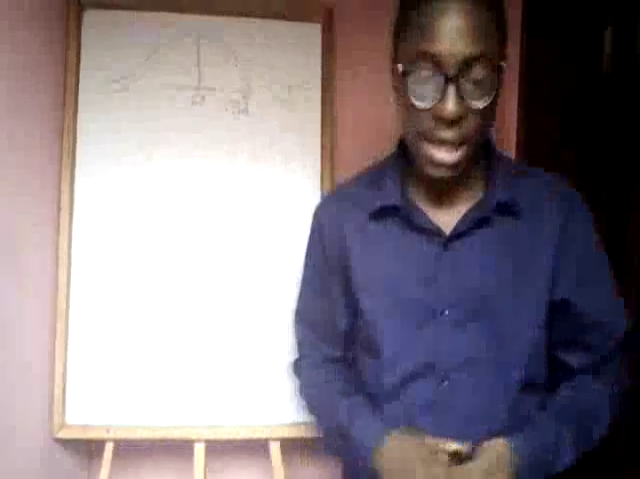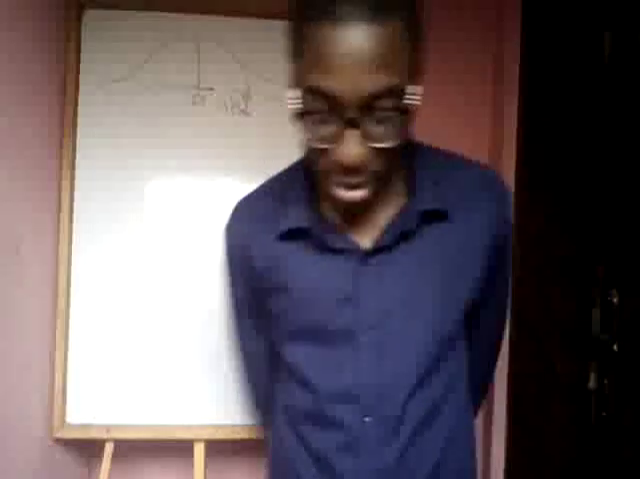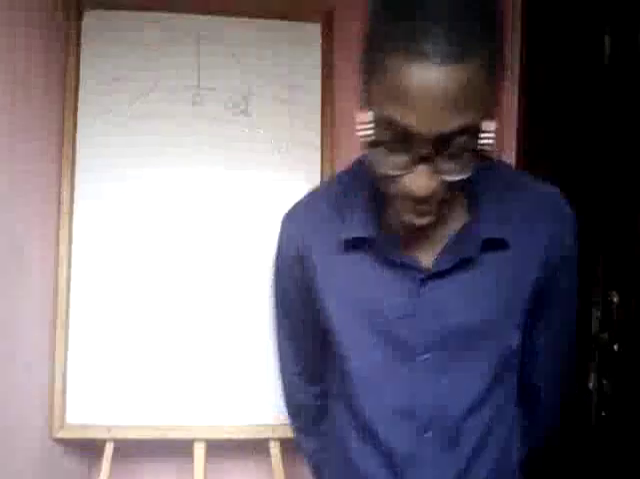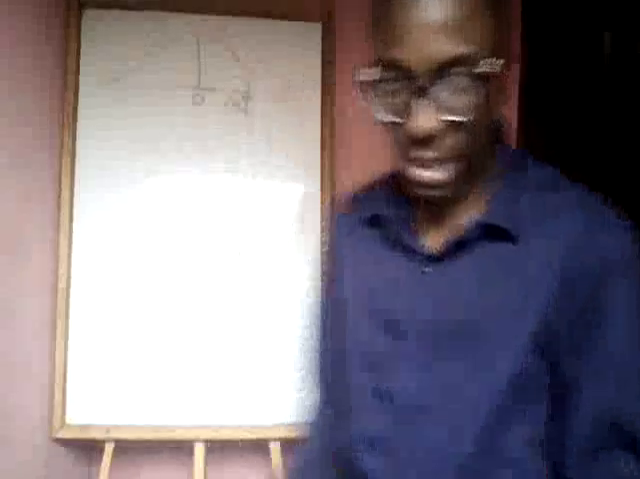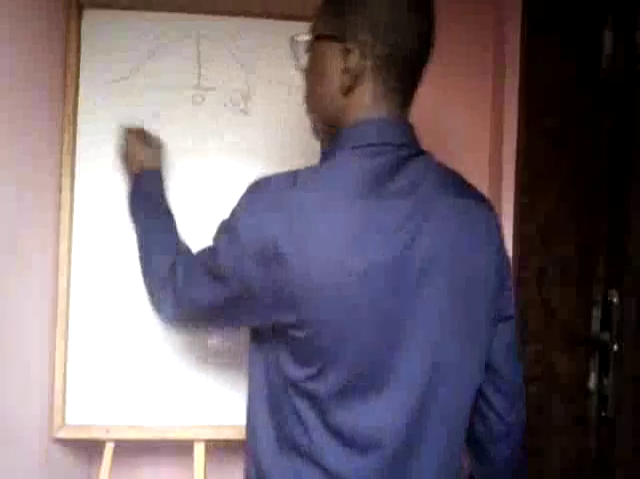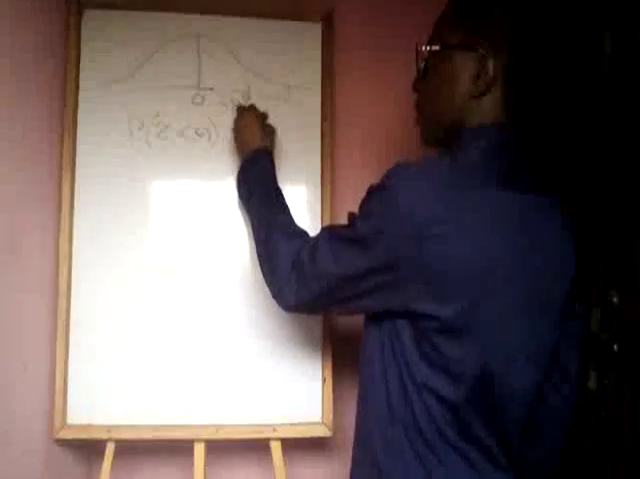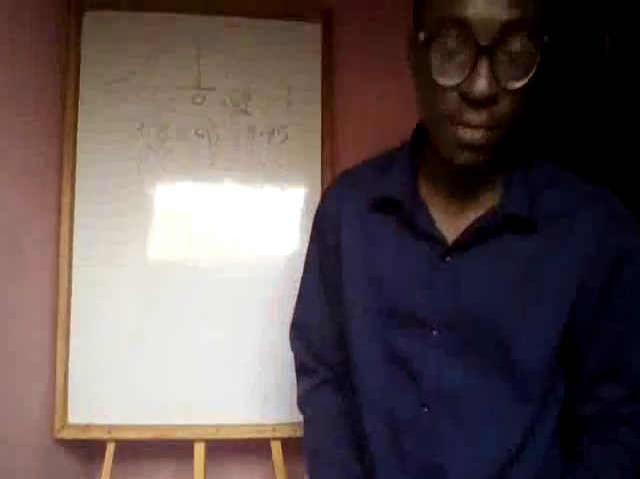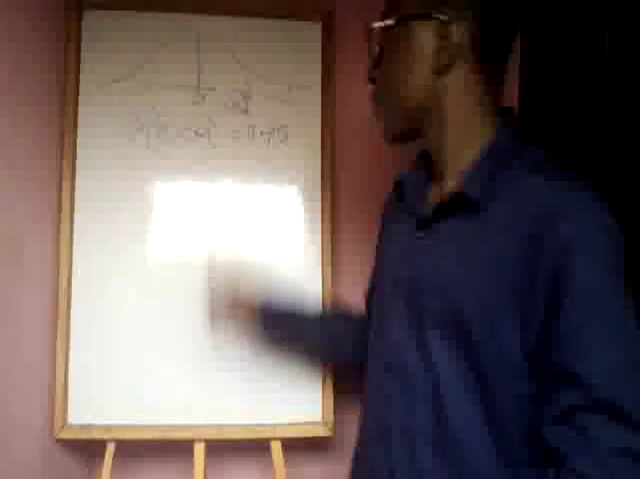Now, this calculation works in a simple way. For example, let me give a very tough question. If z is normalized with mean 0 and variance 1, find the value of a which satisfies the following: the probability that z is less than a is equal to 0.75. So in this case, we are looking for the value of a which satisfies this equation.